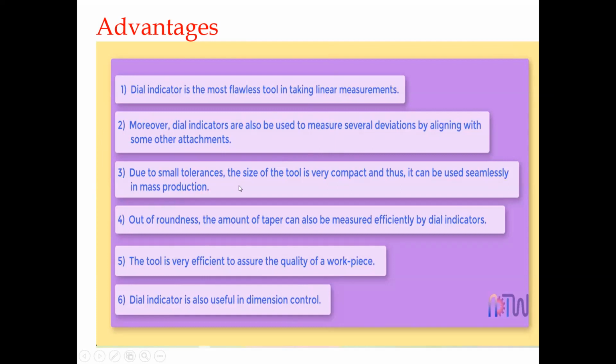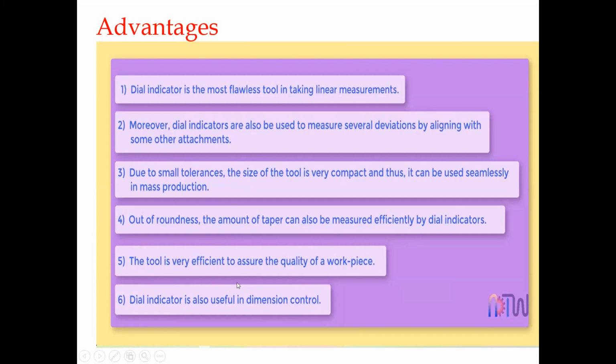Next, due to small tolerances, the size of the tool is very compact, and thus it can be used seamlessly in mass production. Mass production means it increases interchangeability. Always you have to check the dimensions while manufacturing the components, so these dial indicators are simply used to check the dimensions in order to produce accurate components. Out of roundness and the amount of taper can also be measured efficiently by dial indicators.